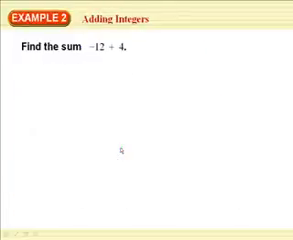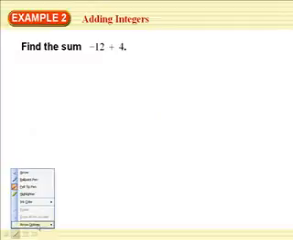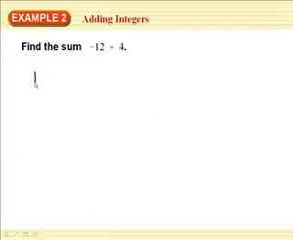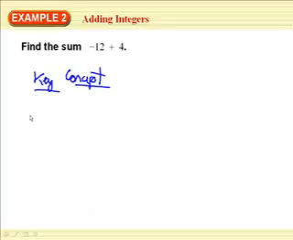So, example number 2, which has a key concept box that I want to talk about with you guys. I don't like that green, I'm going to go back to blue for a while here. On the key concept box, it talks about adding integers, and you can add any of them. This is without a number line. So you've got two situations: integers that have the same sign, and integers that have different signs.